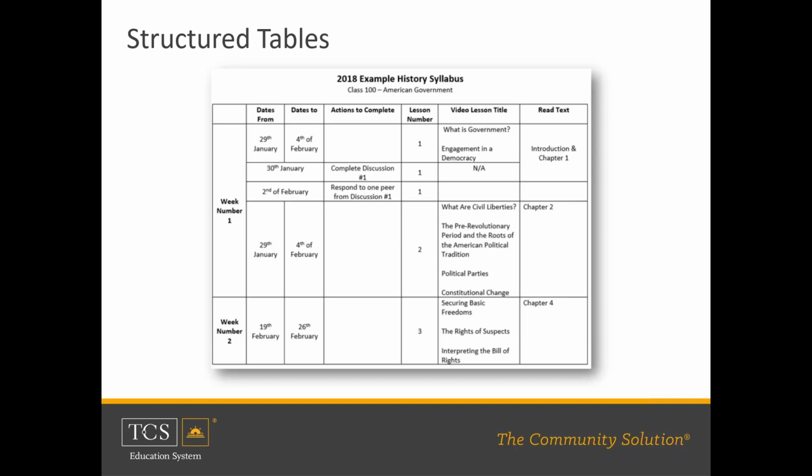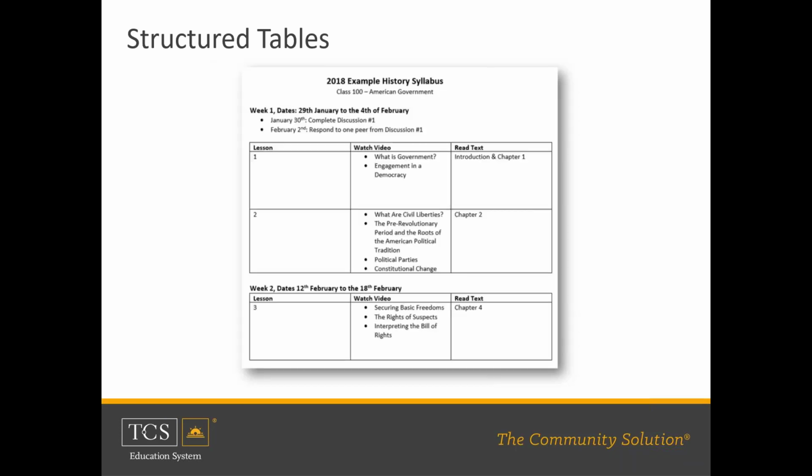So here's an example of an inaccessible table. In the syllabus, you can see that some of the cells are merged. This is a common practice. However, it's actually quite difficult for a screen reader to successfully navigate this type of table and read the contents to the learner. Here is the same syllabus, and it's been converted to an accessible table. You can see that there are no merged cells or complex elements within the table.